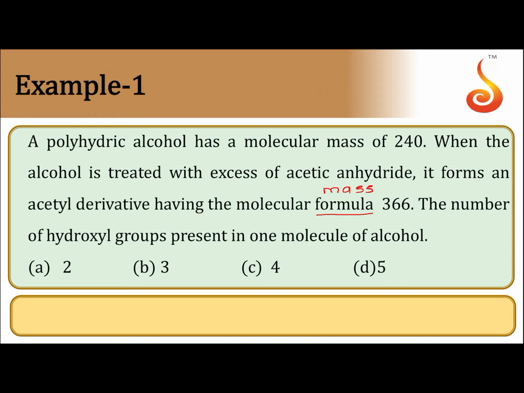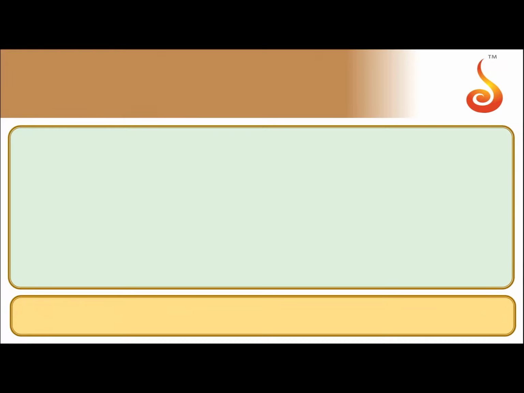Okay, they are asking us to find out the number of hydroxy groups present in one molecule of alcohol. Molecular mass of alcohol is given, molecular mass of acetyl derivative is given, and they are asking us to find out the number of hydroxy groups. How to solve this?